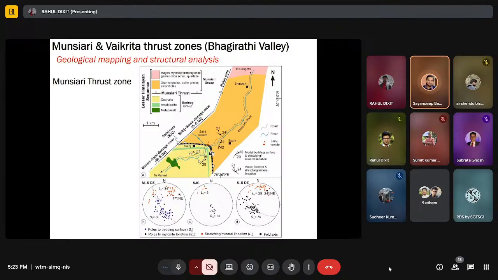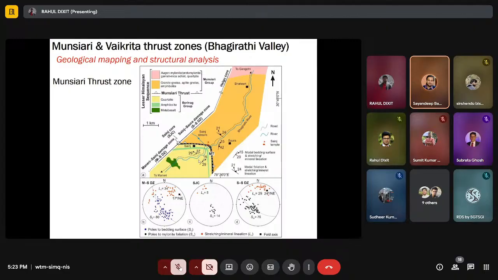From your data, I can see there is a small, thin band that you have shown. That's fine, from your footwall data. But how far can you rely on the footwall data to determine the orientation of the thrust itself? That is my first concern.